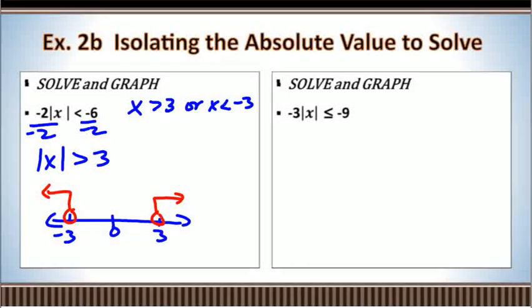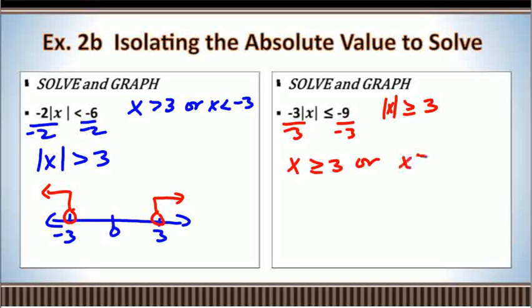Next one, divide by negative 3. Since I'm dividing by a negative number, I have absolute value of x is now greater than or equal to a positive 3. Since it's got the greater than part, it's an or, so x is greater than or equal to 3, or x is less than or equal to a negative 3.